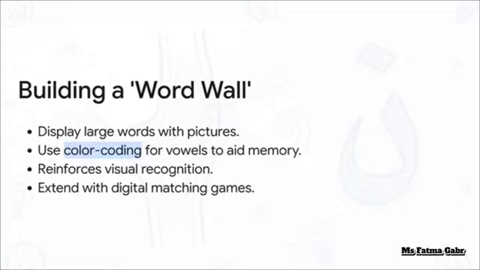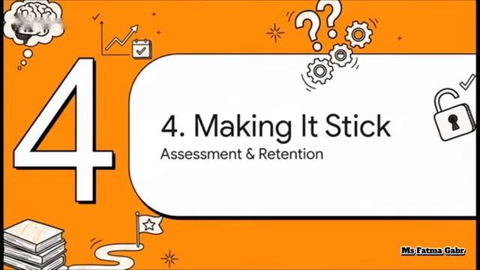Another amazing tool is the word wall. You can think of this as a giant living cheat sheet right there in the classroom. And the really clever detail here is the color coding for the vowels. It's a subtle visual cue, but it's so powerful for helping the brain organize and remember the different sounds. And what's great is this is an idea that works just as well with a digital matching game on a tablet. Which brings us to our final and maybe most important section, making it stick.